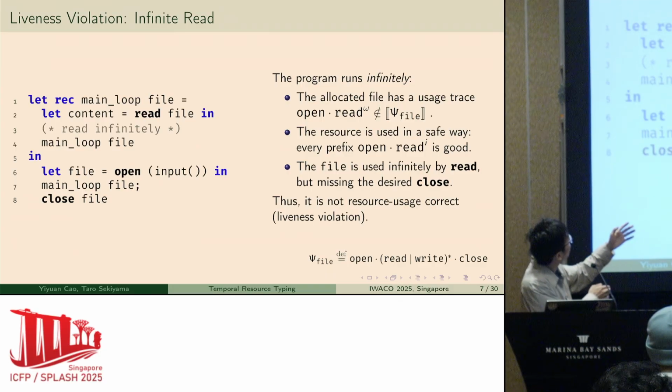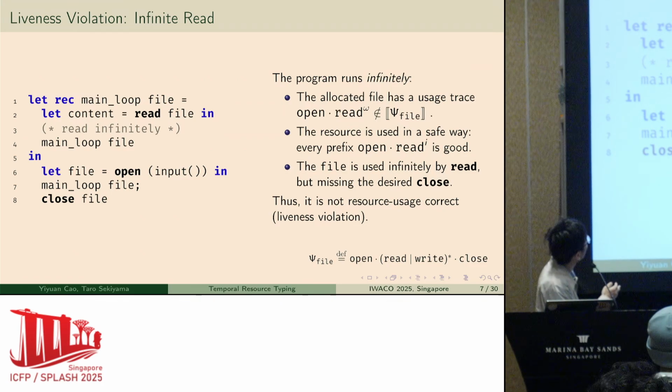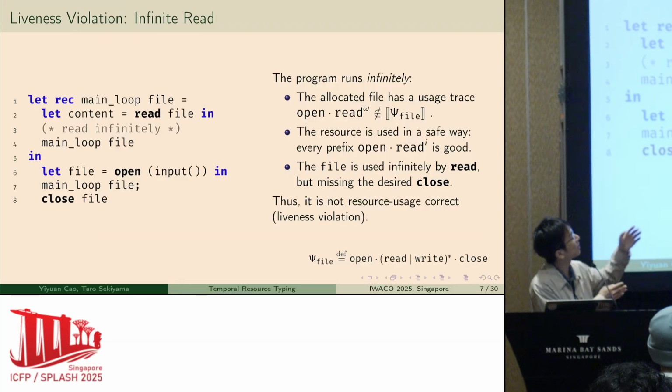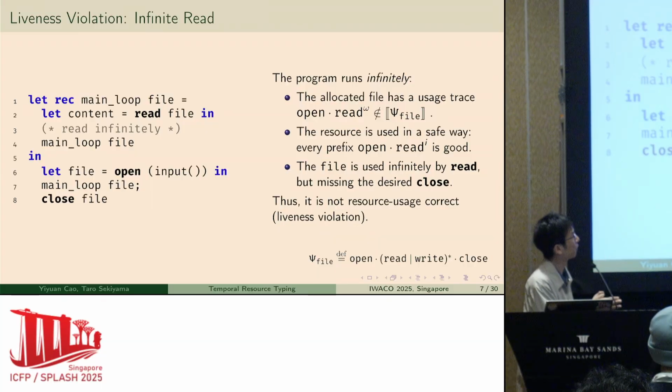This infinitely running example here allocates a file at line 6 and then goes into an infinite loop. This loop reads the file in each recursion and continues infinitely. So it produces the trace we have just described, which is open and then read infinitely. Although, as we just said, this usage trace is a safe trace, because every prefix is good in the sense that you can just close in the next step to make it a valid usage, actually this desired close event is missing for the full trace. So this is a liveness violation.